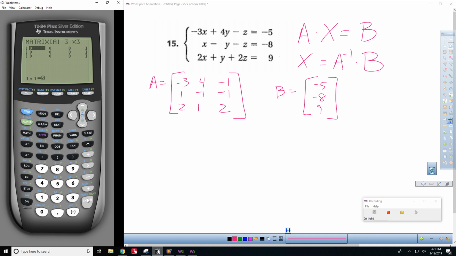So, -3, enter. It's going right. 4, enter. -1, enter. 1, enter. -1, enter. -1, enter. 2, enter. 1, enter. 2, enter. Let's check it and make sure it's the same that I wrote down. It is. Okay?